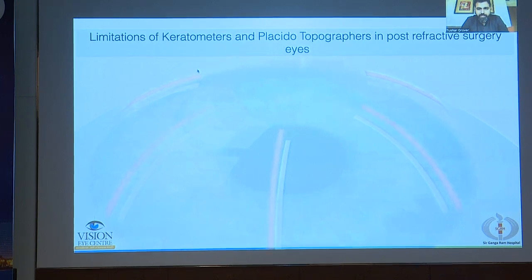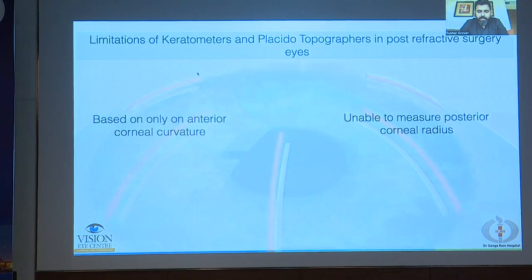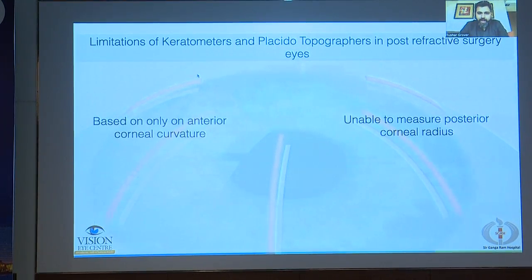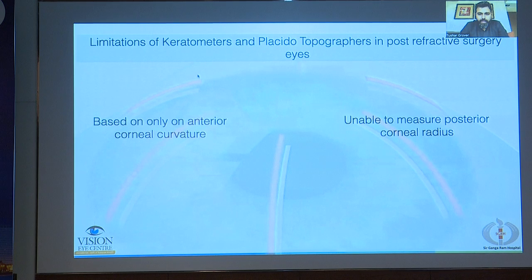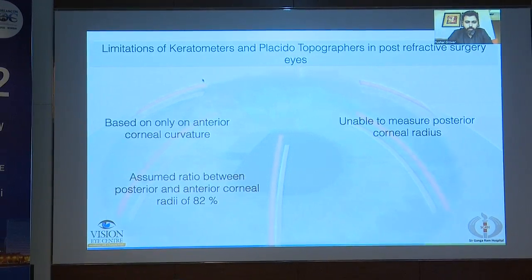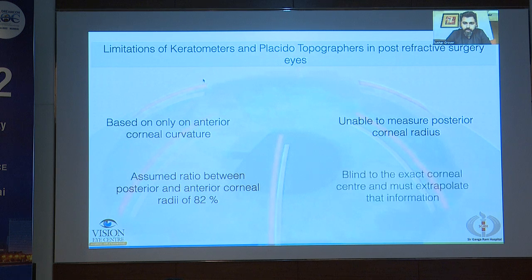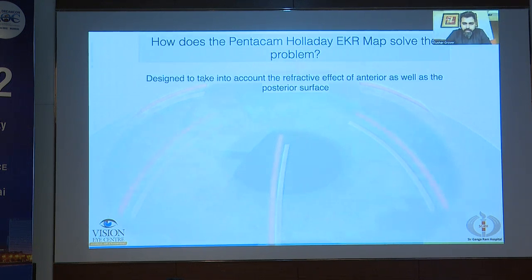Now, the limitation that keratometers and Placido topographers have in these eyes is that they are based only on the anterior corneal curvature. They don't really measure the posterior corneal radius, and they extrapolate that using an assumed ratio between the posterior and the anterior corneal radius. Also, they are blind to where the exact corneal center is, and they must extrapolate that information. This is where corneal tomography helps.